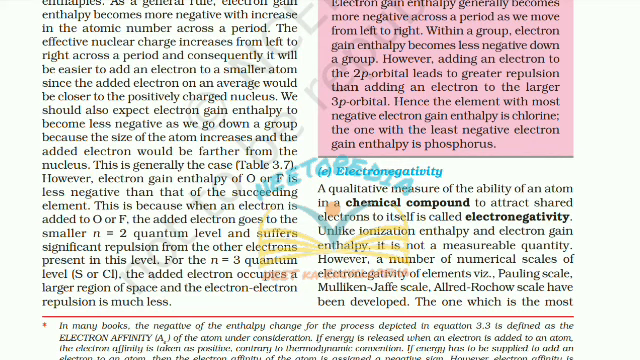However, the electron gain enthalpy of oxygen or fluorine is less negative than that of the succeeding element. This is because when an electron is added to oxygen or fluorine, the added electron goes to the smaller n equals 2 quantum level and suffers significant repulsion from the other electrons present at this level. For the n equals 3 quantum level, like sulfur or chlorine, the added electron occupies a larger region of space and the electron-electron repulsion is much less.